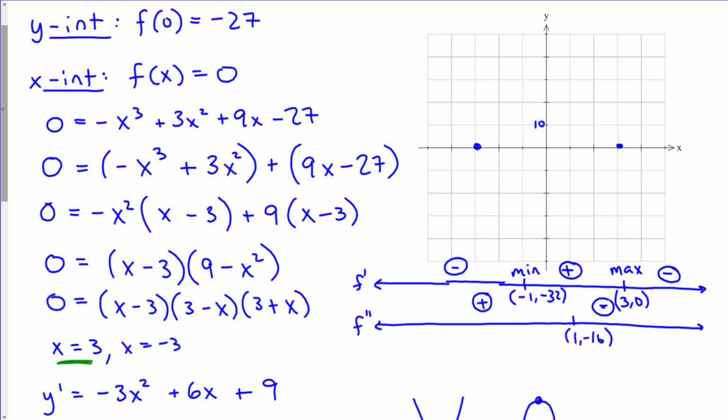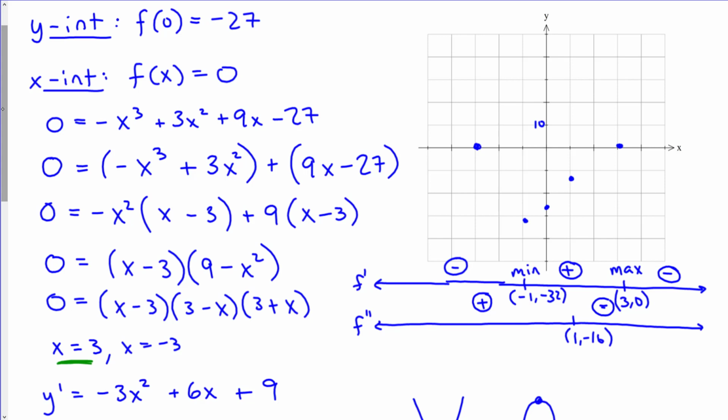Alright, so I will plot these points. Negative 1 and negative 32 would be about right there. And 3 and 0 is already plotted. 1 and negative 16 is going to be approximately right there. I had a y-intercept that I found was negative 27, so 0 and negative 27, about right there.